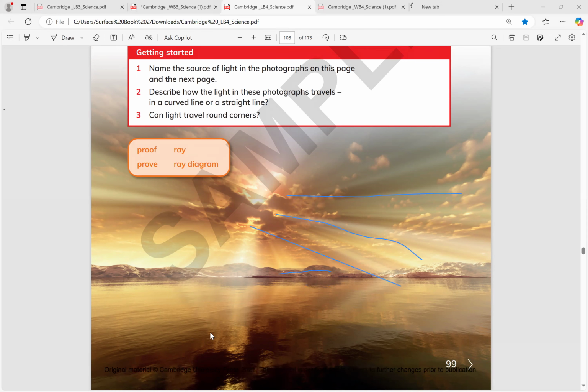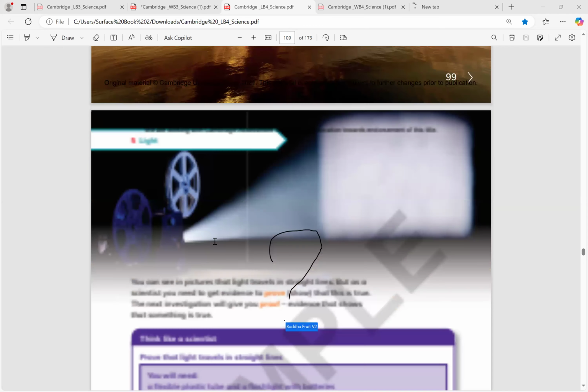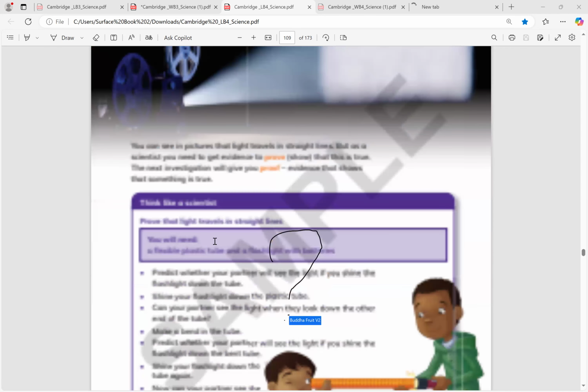Now, can anybody describe how light travels? Does it travel straight, bent, or curve a little bit? How does the light move? It goes straight. Yes, it goes straight. Now, can light travel around corners? Can anybody tell me?